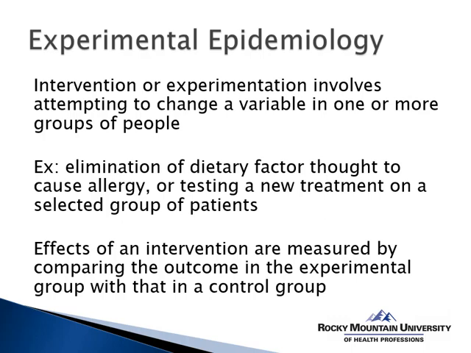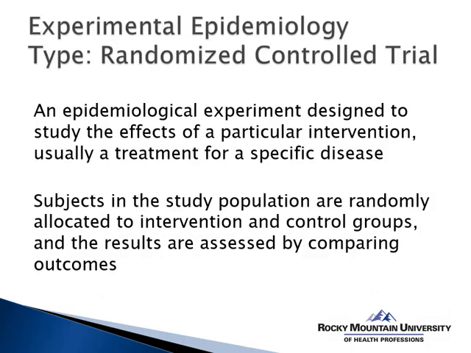So in experimental epidemiology, the intervention or experimentation involves attempting to change a variable in one or more groups of people. For example, elimination of a dietary factor thought to cause an allergy. Does elimination of that help to reduce that allergy in a group compared to the control? Or testing a new treatment on a selected group of patients. Does it improve outcomes or reduce disease? The effects of an intervention are measured by comparing the outcome in the experimental group, again, with that control group.